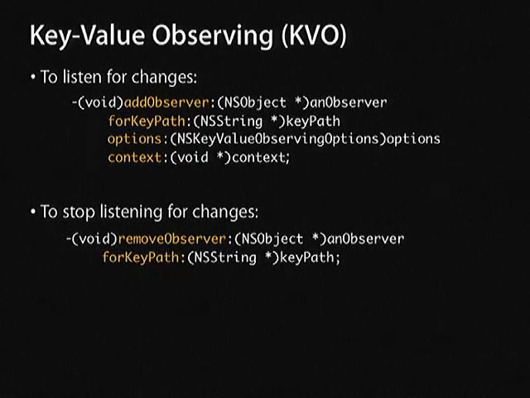And to stop listening for changes, you use removeObserver for key path. Unlike NSNotificationCenter, you can't just say remove observer on everything. You still need to remove them one by one for the key paths.